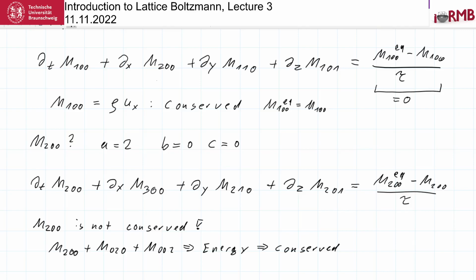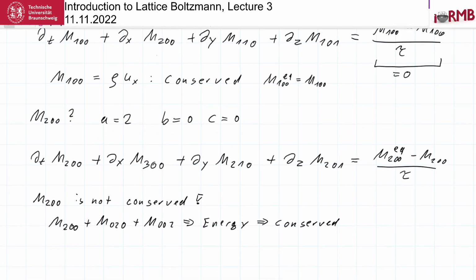So we cannot assume conservation of any of these moments by themselves. So now what we want to have, we have this equation for M200. What we actually want to have is this moment itself, and what we now do is we invert this entire equation to get this M200.